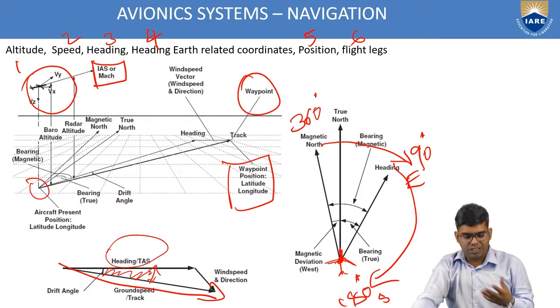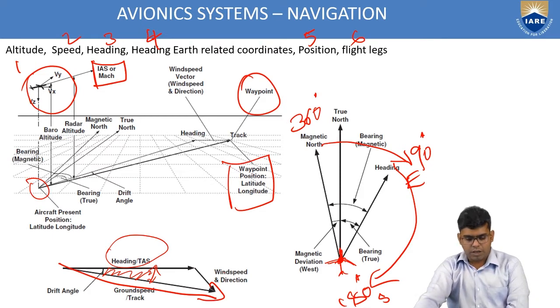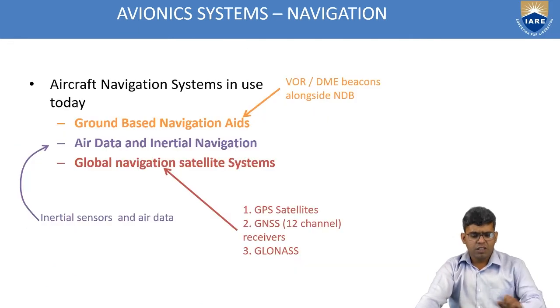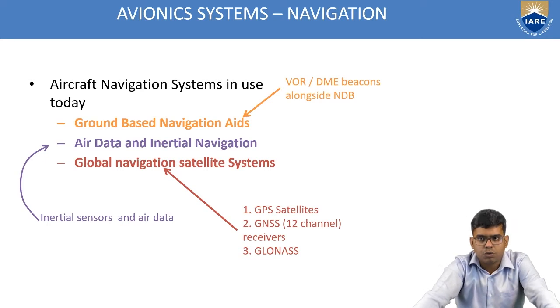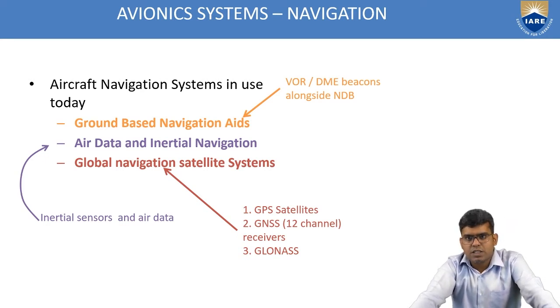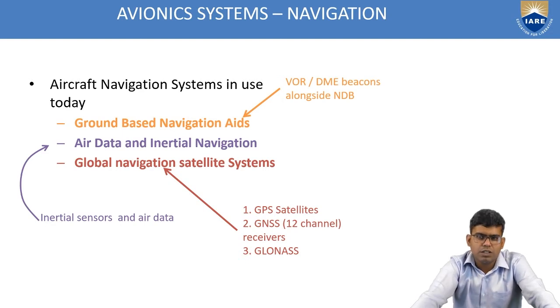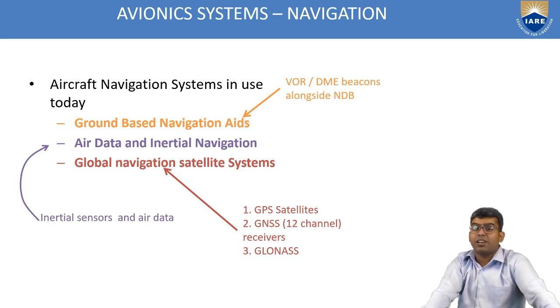So keeping this apart, if I continue further, the navigation systems are one of the most important systems. And we have three different types of navigation systems that are in use today. First is the ground-based navigation system. Second is the air data and inertial navigation system. Third is the global navigation satellite system.